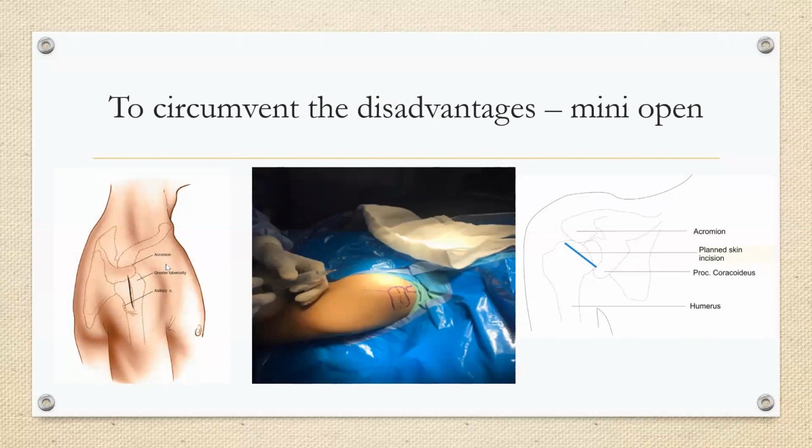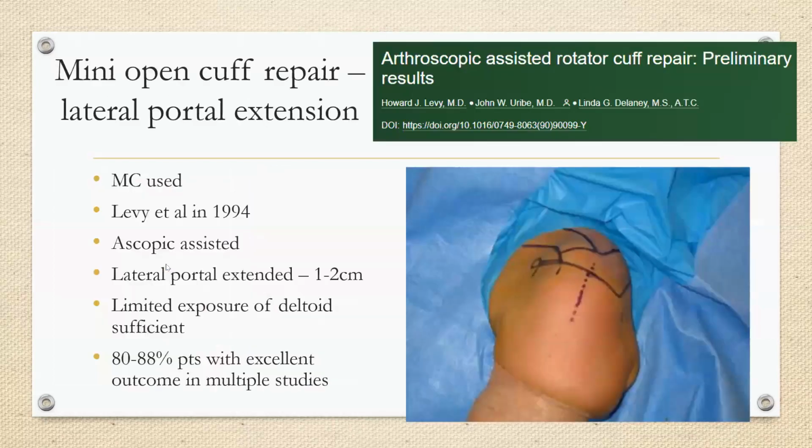So there are again multiple techniques of mini open described. These are the common techniques I came across. First is the lateral portal extension technique, where the arthroscopic lateral portal is extended down below just to aid in the suturing of the cuff onto the footprint. There's a coracoacromial approach, and there's also the anterolateral approach for mini open. Discussing each technique briefly.